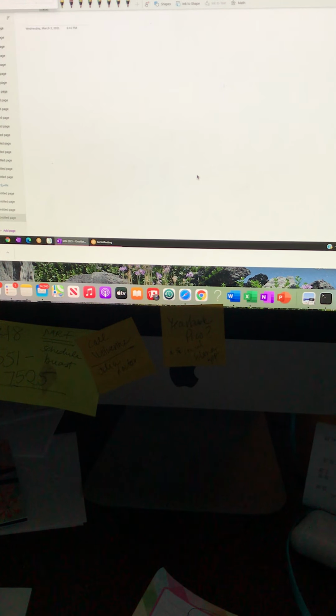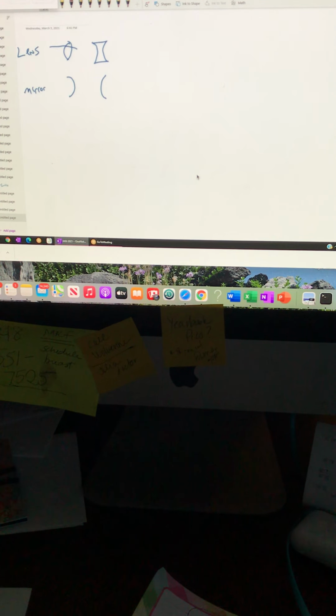Okie dokie. Let's talk about some mirrors and lenses. So we got some stuff to memorize for mirrors and lenses. A lens is double-sided. A mirror is single-sided. These are lenses, and these are mirrors.